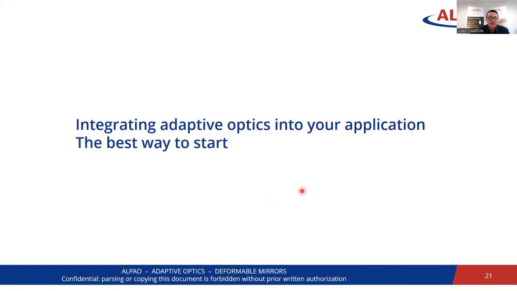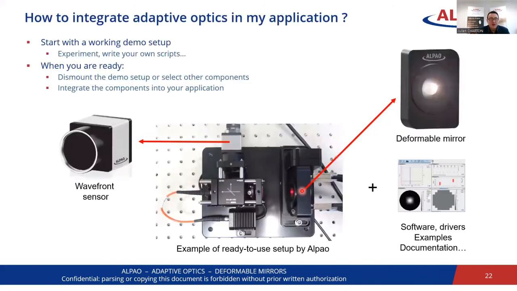So now that we have reviewed the principle a bit, where to start? When you are new to this field and you have to demonstrate or evaluate the capability of adaptive optics for your specific application, your specific device or setup, how can you start?